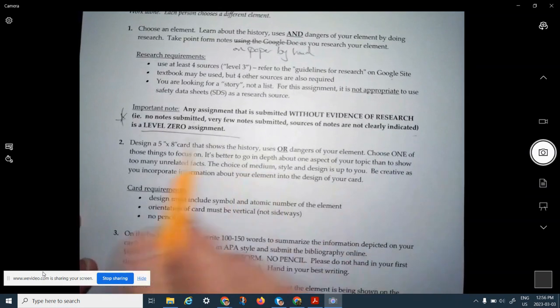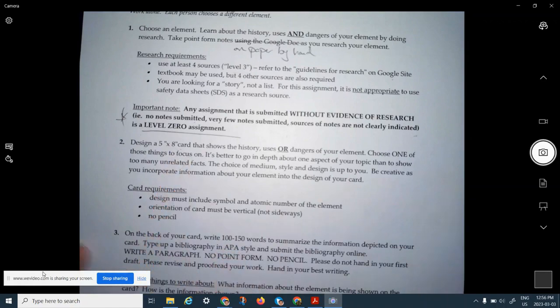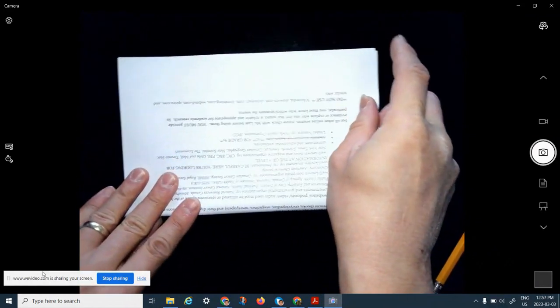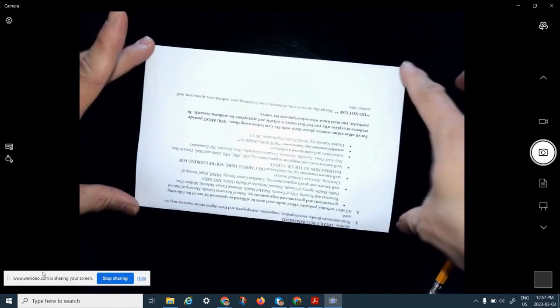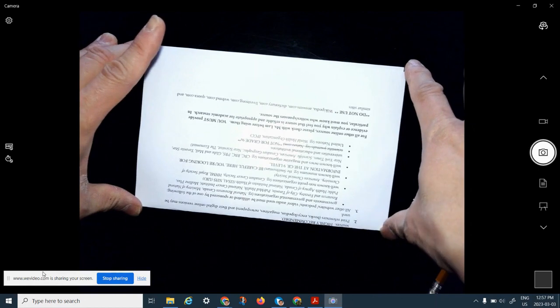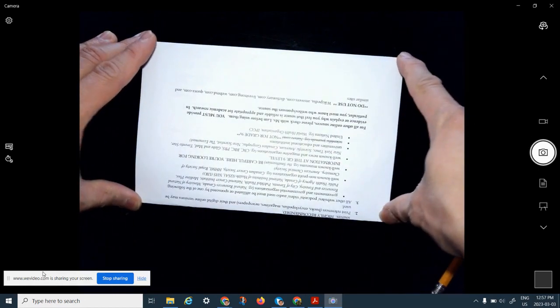So you will design a 5 to 8 card, 5-inch by 8-inch card. Essentially, a 5-inch by 8-inch card would roughly be like this, maybe a little bit smaller. This itself would be like 8.5 by, let's just say, 5.5. So it's just a little bit smaller than half a page.